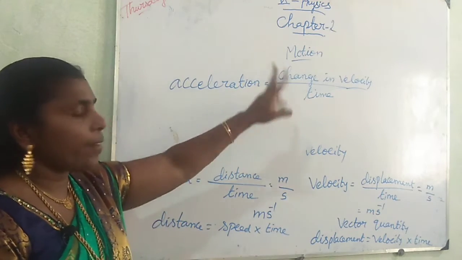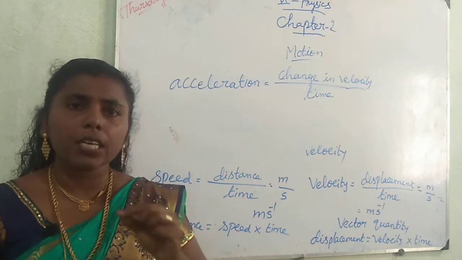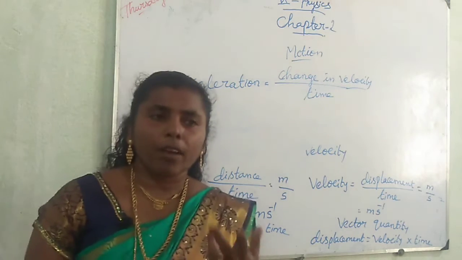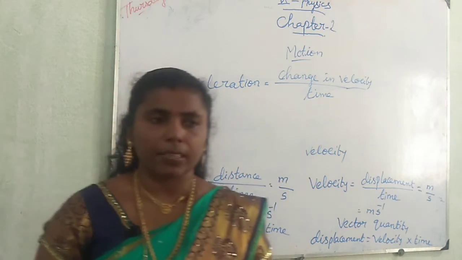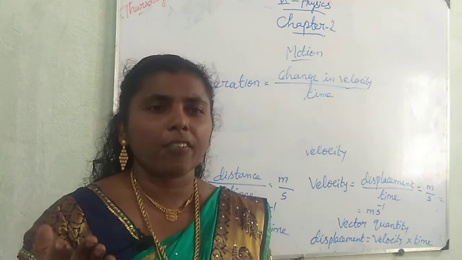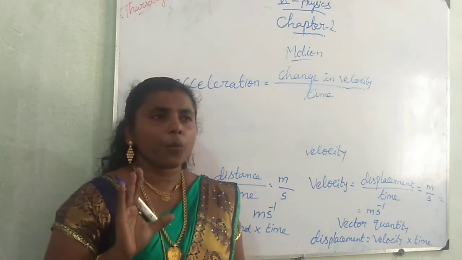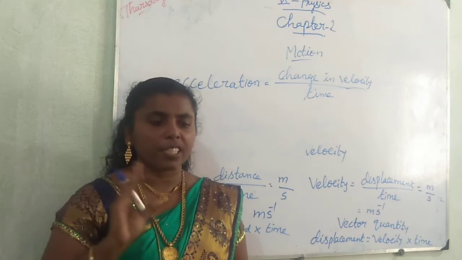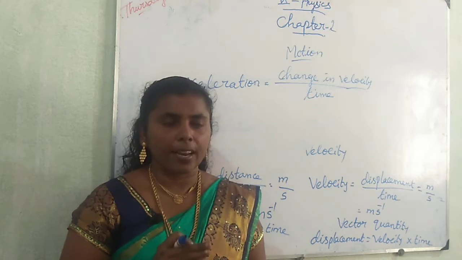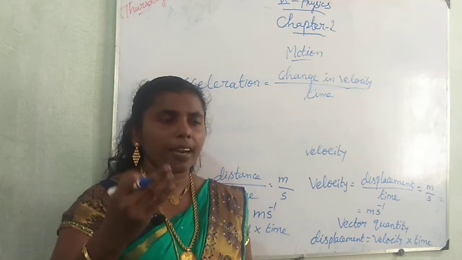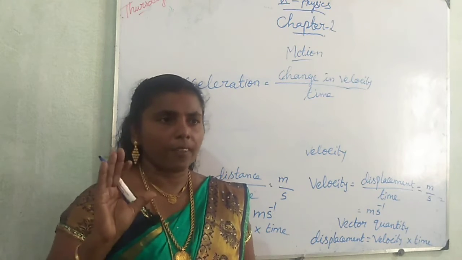Then change in velocity. What velocities are there? Final velocity and initial velocity. So change in velocity means final velocity and initial velocity. How will we find the final velocity? How will we find the initial velocity? See, suppose a 100 meter running race. We are standing for the running race, so that is the initial velocity. Then after completing 100 meter, we will stand at another place, so that is the final velocity.